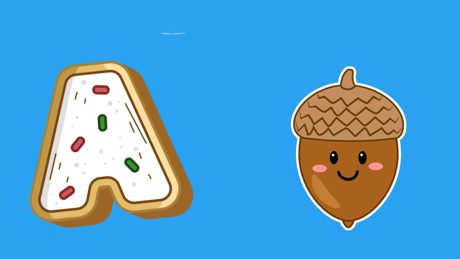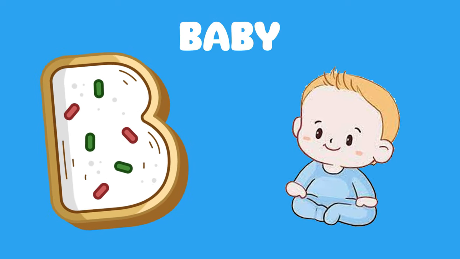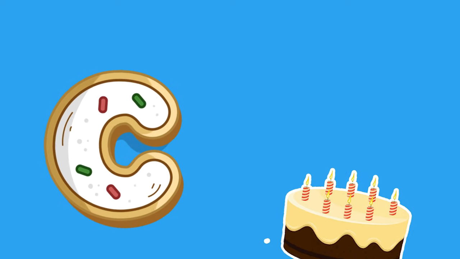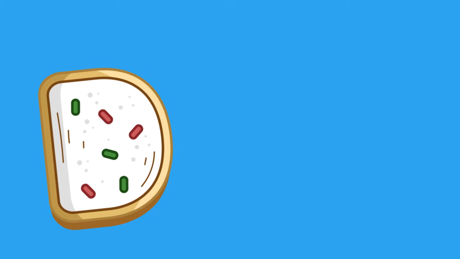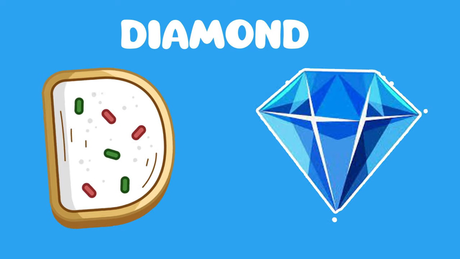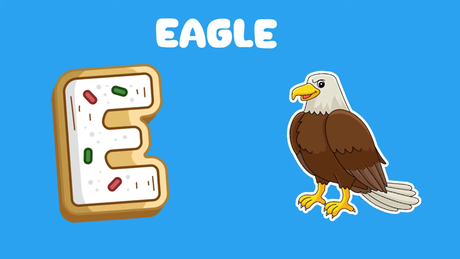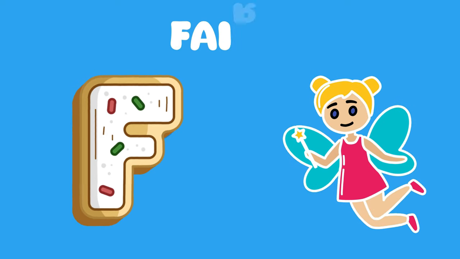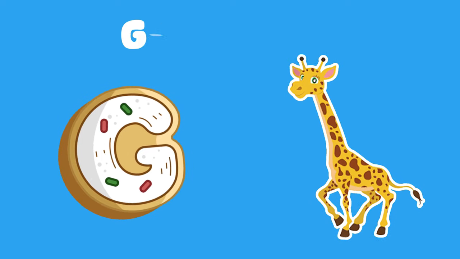A is for acorn. B is for baby. C is for cake. D is for diamond. E is for eagle. F is for fairy. G is for giraffe.